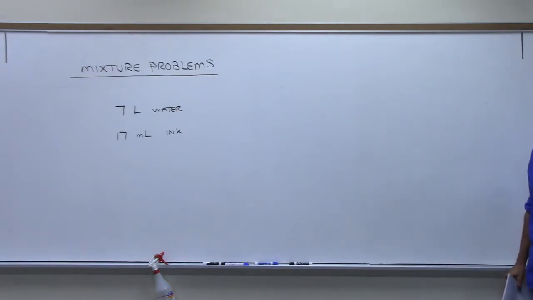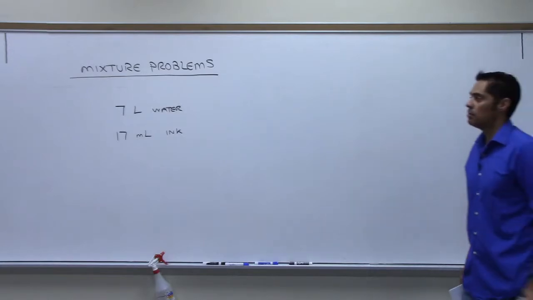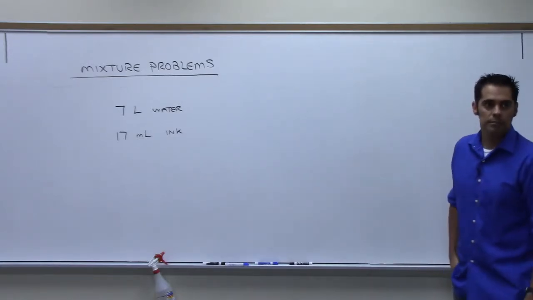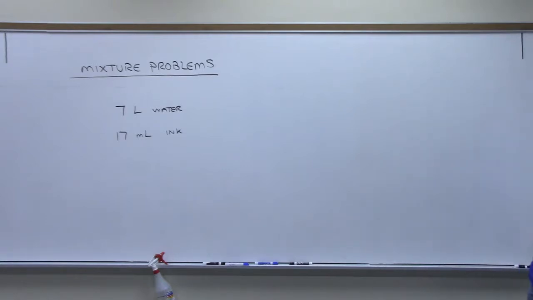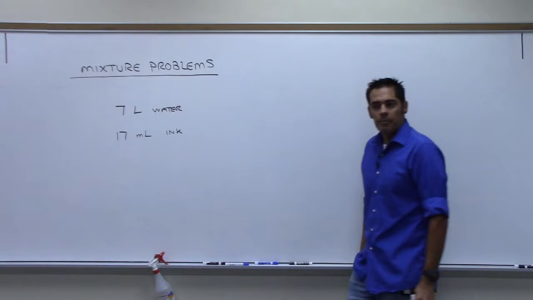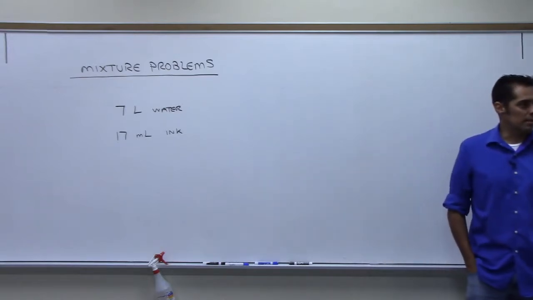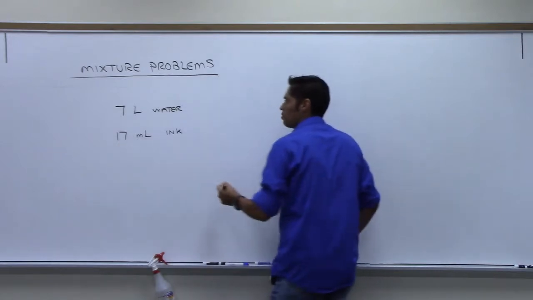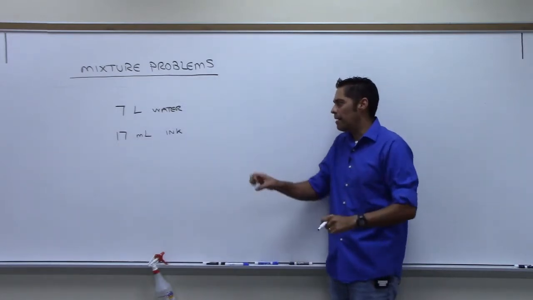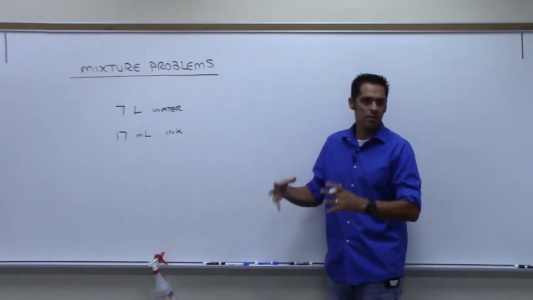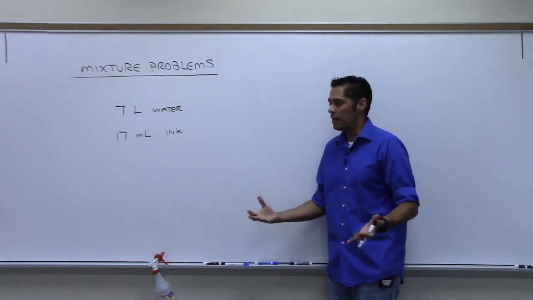How many total liters? So what do you have to do? Convert what? Milliliters to liters, right? Let's convert this milliliters to liters. Because what we're doing is we're taking 7 liters of water, we're adding 17 milliliters of ink, and we're mixing it up, right? And we have some ink solution there. How many liters are there?